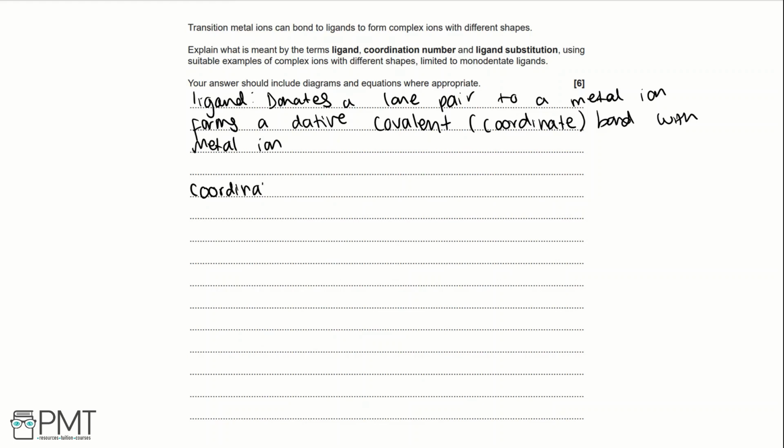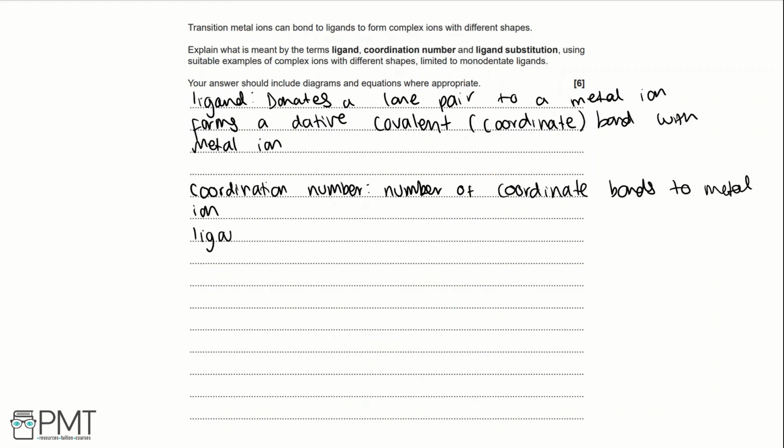So then we need to look at coordination number. Coordination number is the number of coordinate bonds to the metal ion. So the most common examples are octahedral, tetrahedral, and square planar, which we will look at in a bit more detail later on. And then finally, our last term that we need to define is ligand substitution.